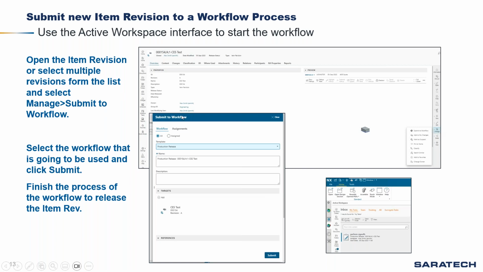Once you do that, this new submit to workflow window will appear. In my case, I'm going to select all, and then I'm going to select production release, which is the one that I'm going to use in this demo. Again, depending on your organization, you might have different templates here. You might have custom workflow templates, but this is how you will be able to select what you want to use.